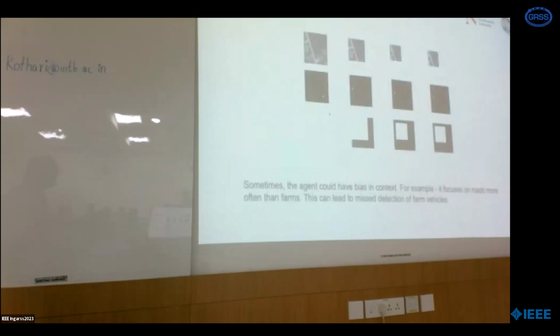Now, there are some limitations with this method. We found that the agent has more bias towards context. For example, it focuses on roads more often than farms. This can lead to misdetection of farm vehicles. Is it because the agent had more training data sets over roads and therefore it had more bias towards context? We believe that's the case.